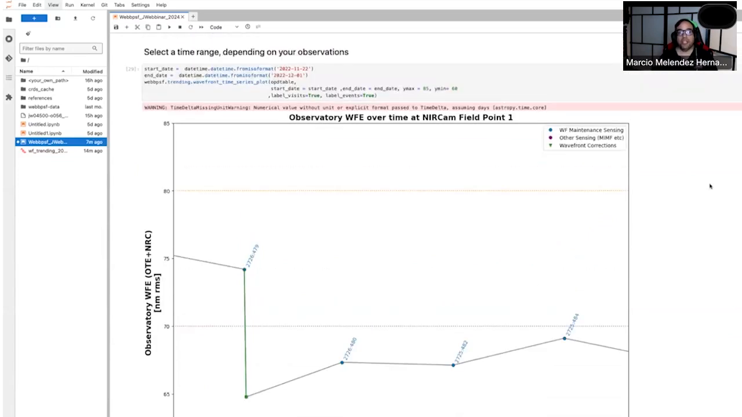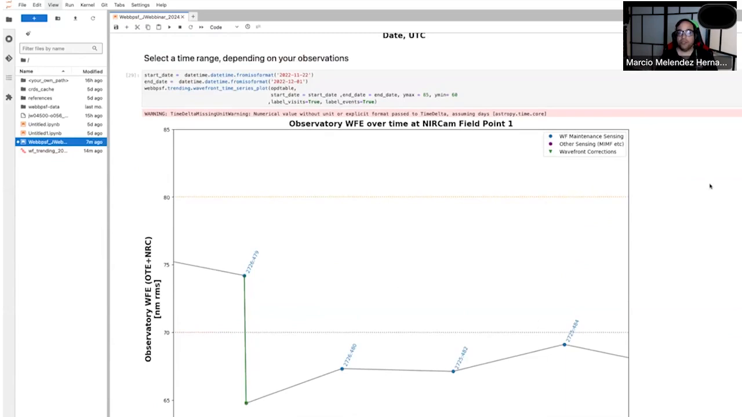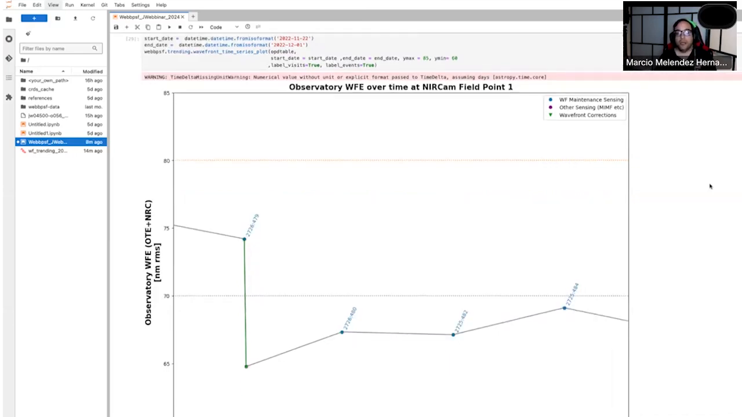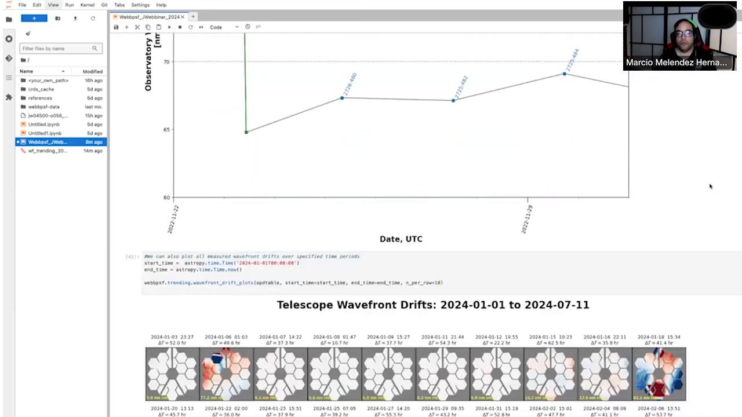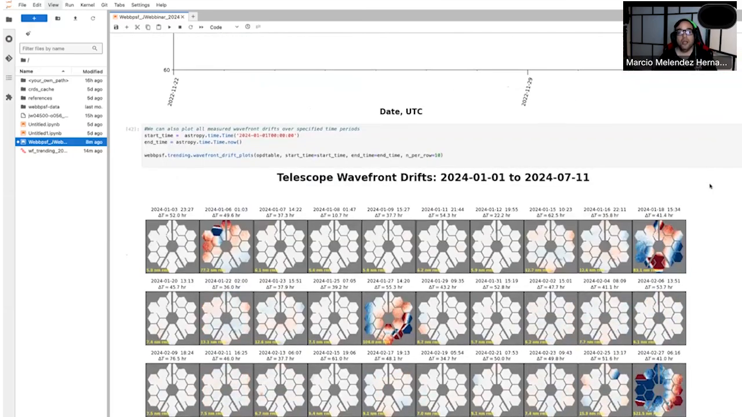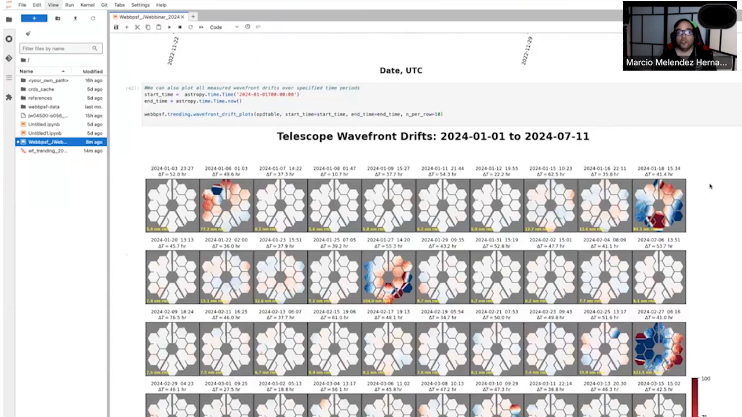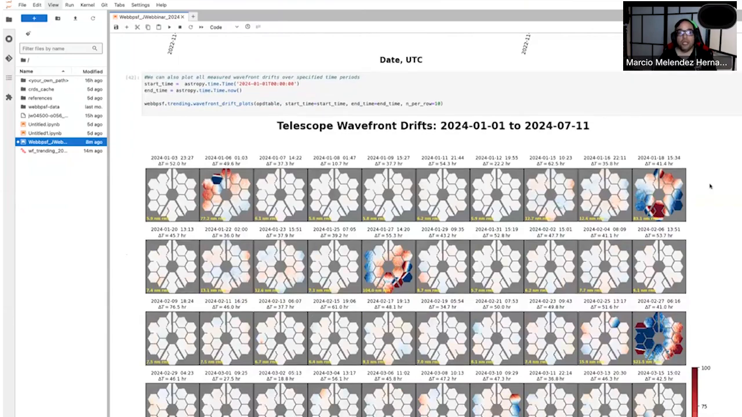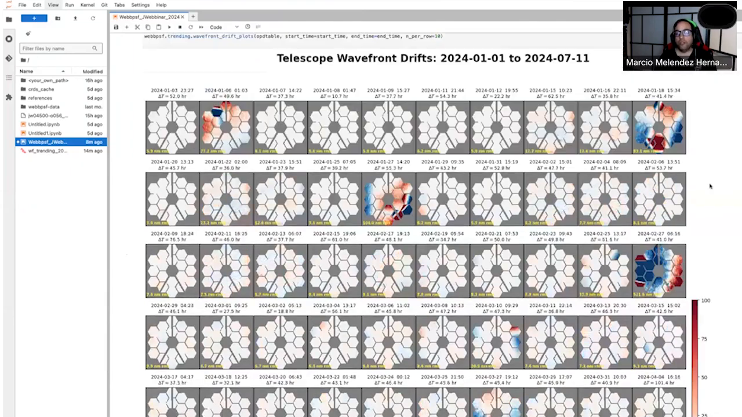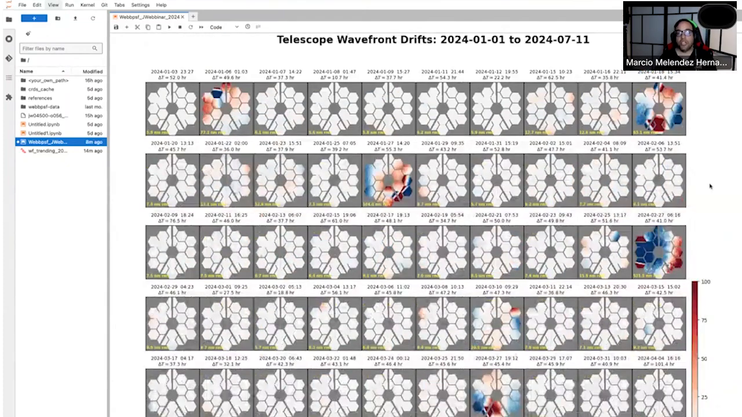But for instance, I can see that time series, if I really don't want to have the entire 3 years of the observatory, 2.5 years, I can do that for a particular month. So they give you similar. I can also just show you the wavefront drift, so basically the drift between the times.